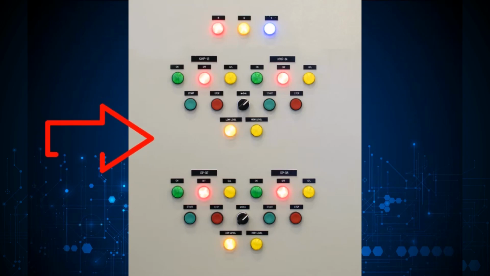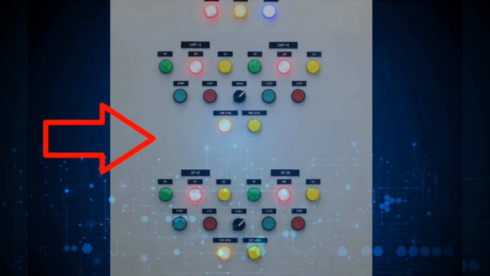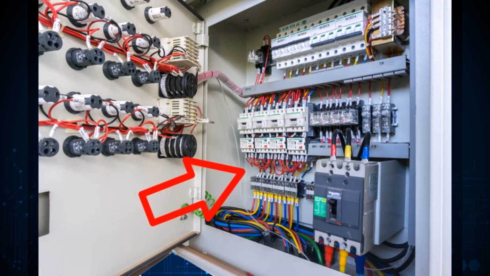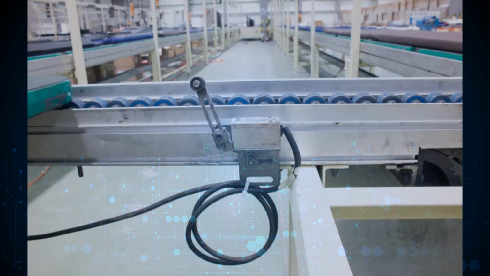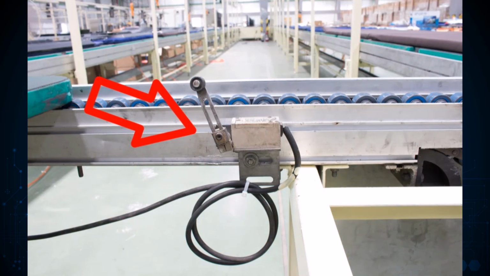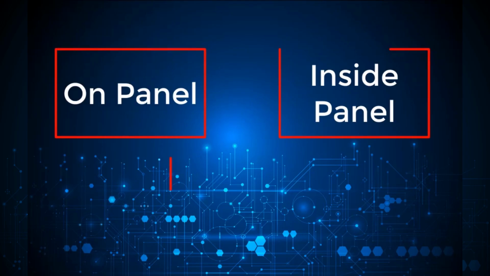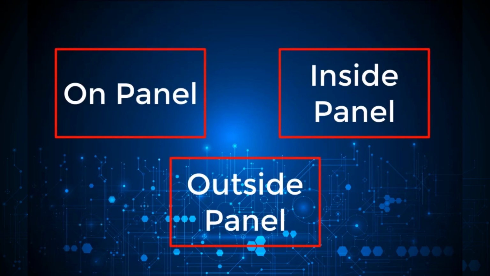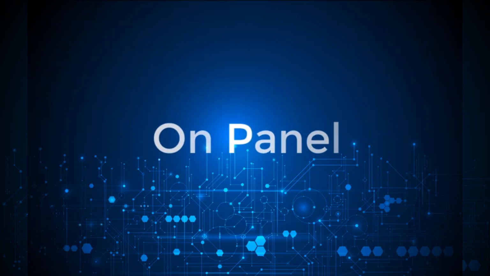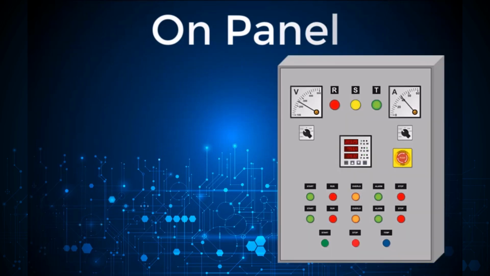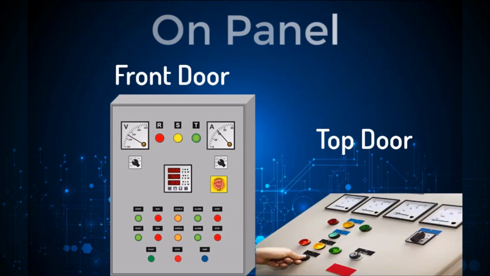Some components are installed on the control panel, some are installed inside the panel, and some are installed externally on the machine. Based on installation placement, I have categorized them into three sections: on-panel components, inside panel components, outside the panel components. On-panel components: you may have seen control panels with various instruments and switches mounted on the front door or top door. These components are referred to as on-panel components.